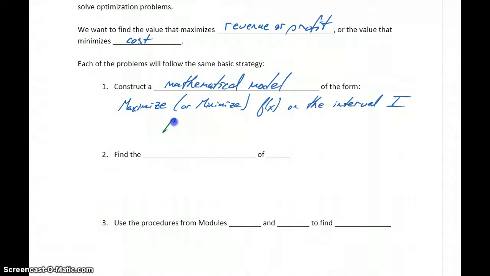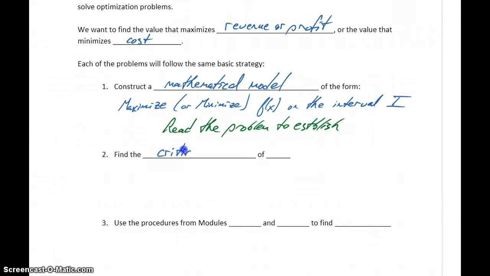So the key here is that you're going to have to read these problems carefully in order to establish this model. Essentially, this function f of x isn't going to be just provided for us literally. The interval won't be just directly provided for us. We'll have to use some inference and some common sense to put those together. And whether we're looking to maximize or minimize, again, is going to be based on the context of the problem.